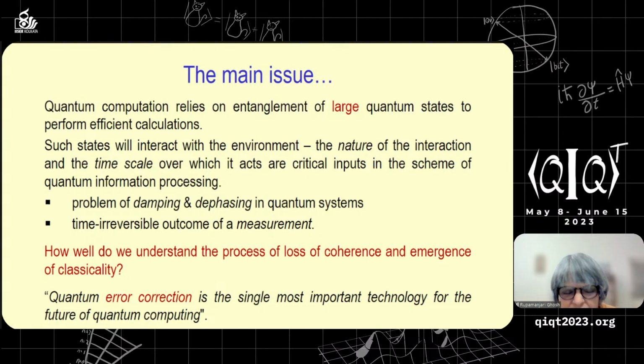So even today, the question is, how well do we understand the process of loss of coherence and emergence of classicality? The reason I'm mentioning this is that this is really an important issue for the second quantum revolution. If you wish to control something, you need to first understand it. And as is being said, quantum error correction is the single most important technology for the future of quantum computing. It's because of this reason.